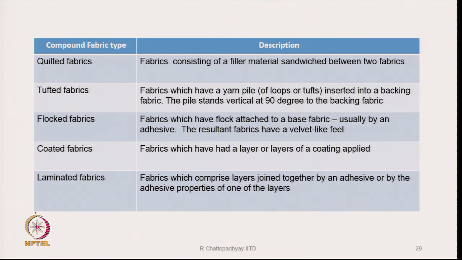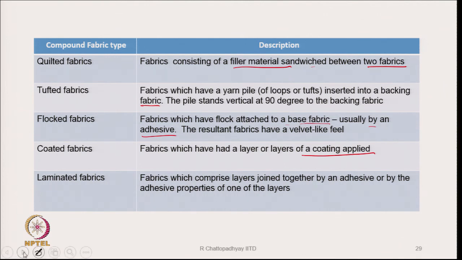So, here the descriptions are given about these types of fabrics. Quilted fabric consists of a filler material sandwiched between two fabrics. Tufted fabrics have a yarn pile inserted into a backing fabric. Flocked fabrics have flock attached to a base fabric, usually by an adhesive. Coated fabrics have had a layer or layers of coating applied, and then come laminated fabrics.